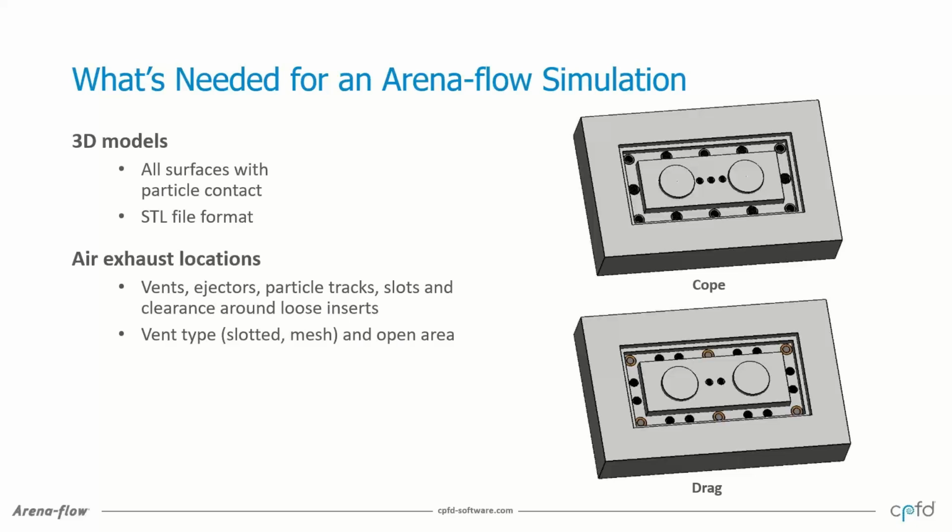Now the second thing we need is any air escape, so vents, ejectors, parting line vents, anywhere where air can exhaust. Now, we can provide locations. If we do a design from scratch, we're happy to do that. And then, if you've got a baseline, then we need the information from you as we're working on your process.